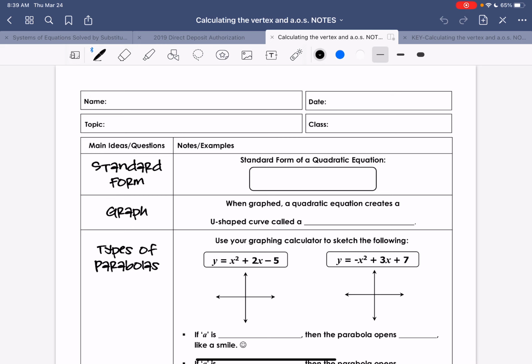Because we haven't learned how to graph quadratic equations, we are going to learn how to algebraically solve for these things. So, yesterday, if you were in class, we learned about a couple of features of parabolas or quadratic equations, and so we're going to review those now.